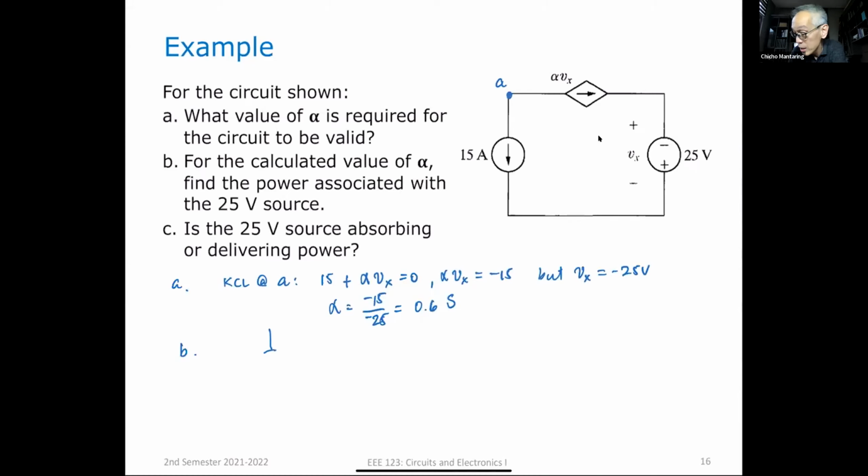Let me draw my source. Okay, this is 25 volts. And because of my current source, I have a current that is 15 amperes that is flowing this way. So my first question is, does this follow the passive sign convention? Yes or no? Does that follow the passive sign convention?